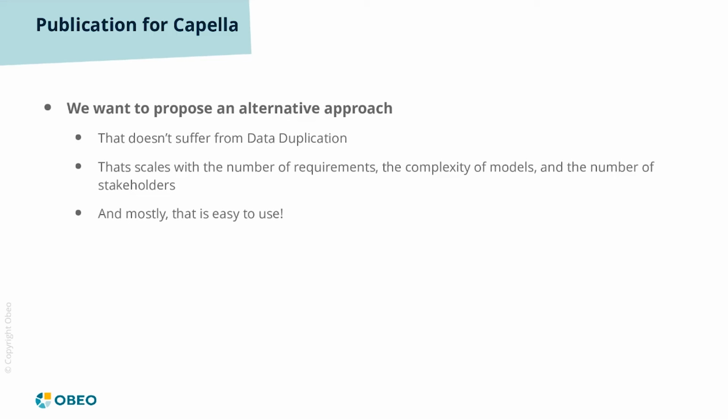Regarding tracing data between repositories, we don't think that should involve duplication, but just tracing. We want to propose an approach that scales with the number of requirements, the complexity of models, and the number of stakeholders. And mostly, we want to have a solution that is easy to use, because we believe that's really a key. We've seen workflows and manipulations that have been quite complex to try and achieve this kind of traceability objective. We want to offer something that is really easy to use and simple.